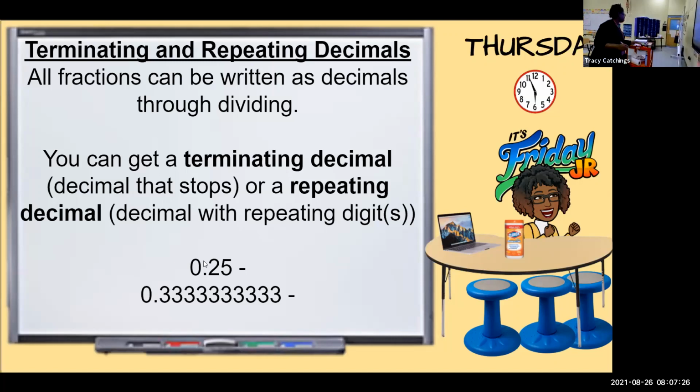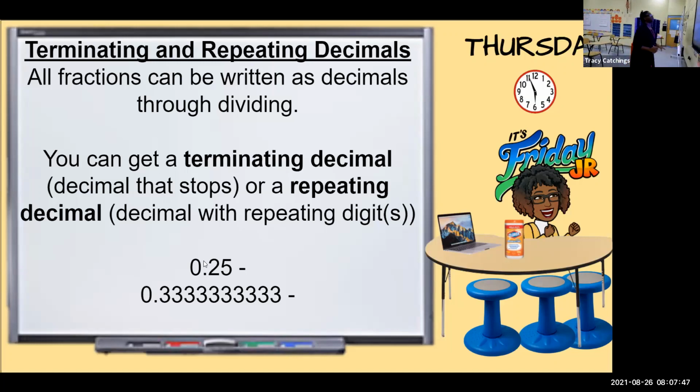You may still be writing, and that's fine. So today we're going to look at terminating and repeating decimals. It reminds us that all fractions can be written as decimals through division. Hopefully that's what you remember from 6th grade. The next piece tells us we can either get a terminating decimal, that's a decimal that stops, or a repeating decimal, which is a decimal with repeating digits. And I gave us 2 examples at the bottom.